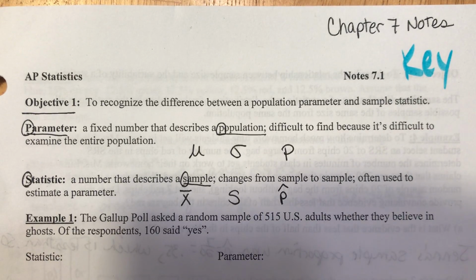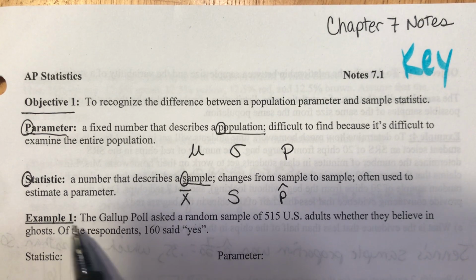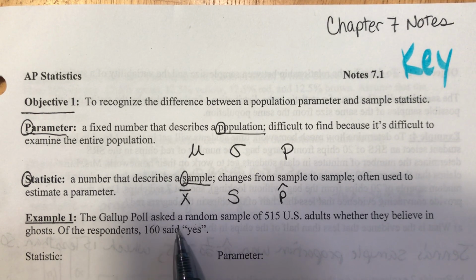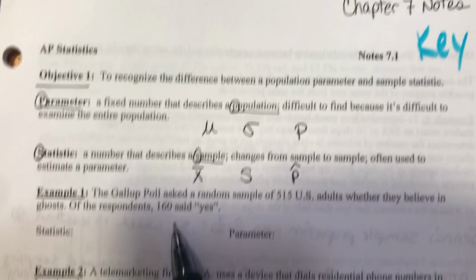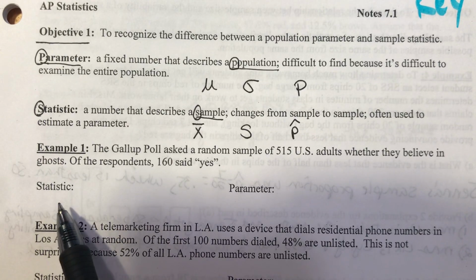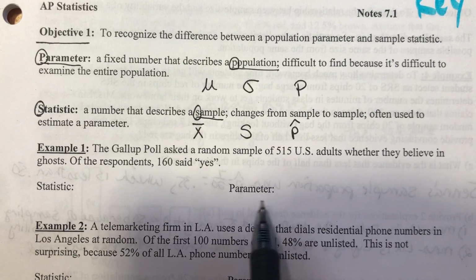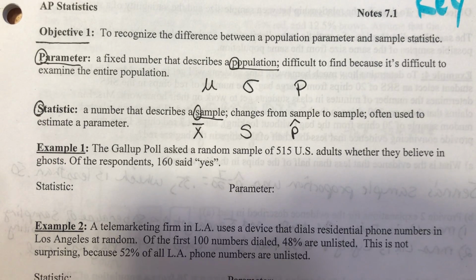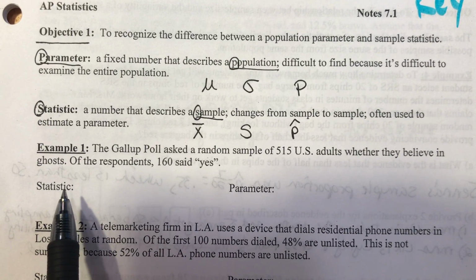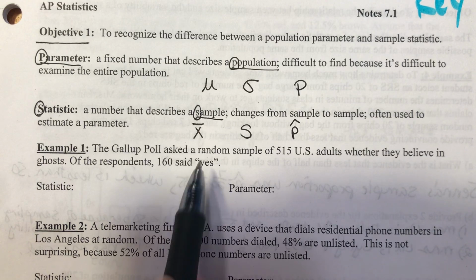All right, so if you read this example 1, the Gallup poll asked a random sample of 515 U.S. adults whether they believe in ghosts. Of the respondents, 160 said yes. All right, so what would be our statistic in this sample and what would be our parameter? You could have both, you could have one, you could have none, you could have two of one, none of the other. All right, so your statistic is going to be the sample of people who said yes.